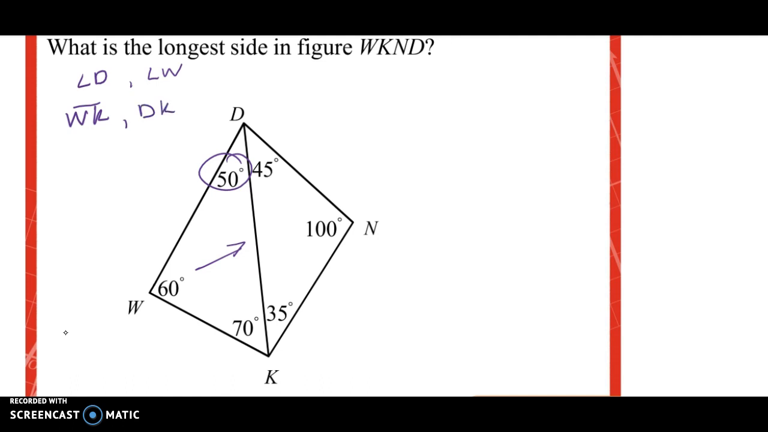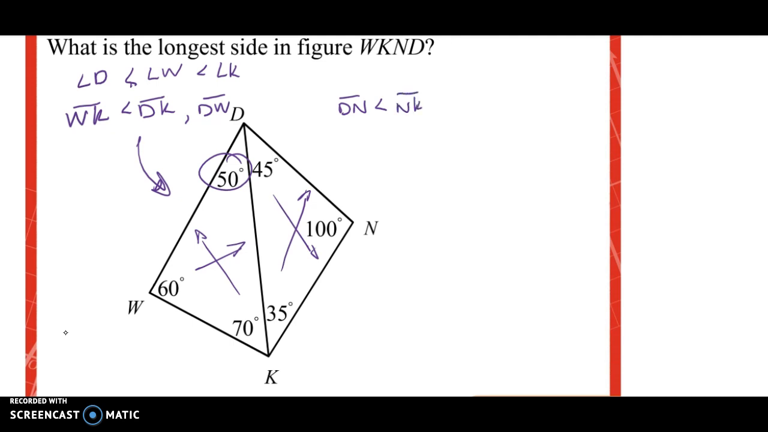And I'm going to change these commas to inequalities. And then we have DW, which is the biggest side on the triangle because it's across from angle K. Okay, so that's for this left triangle. For the right triangle, side DN is the smallest. And then you have side NK, which is the medium, and then you have side DK, which is the biggest.